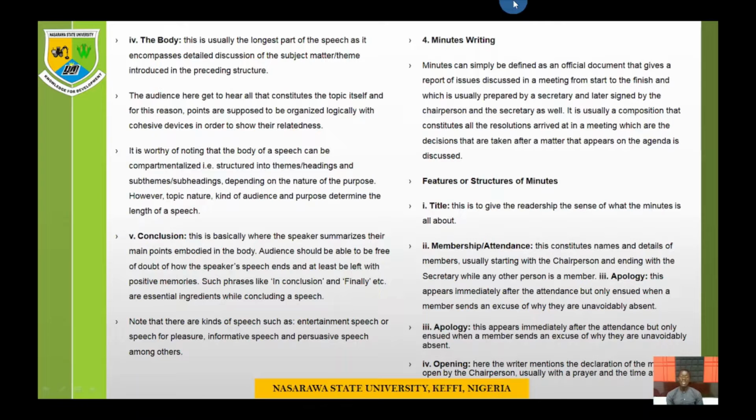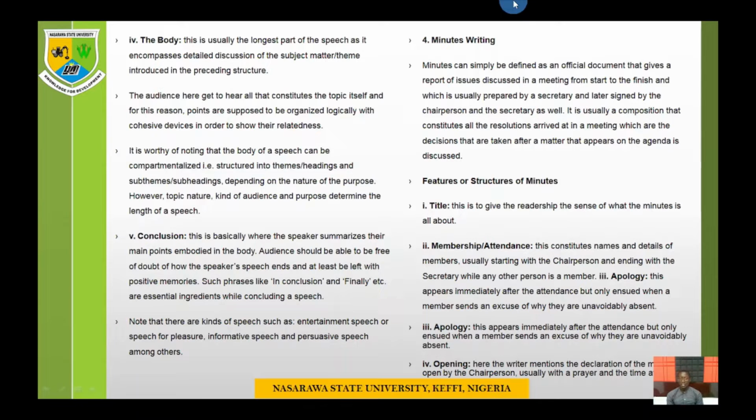The audience here gets to hear all that constitutes the topic itself, and for this reason, points are supposed to be organized logically with cohesive devices in order to show their relatedness. Cohesive devices, as we mentioned, are words like therefore, in spite of this, nonetheless, however. All these are cohesive devices that you use in the body to show the unity of the paragraphs and the rest embedded in the speech.